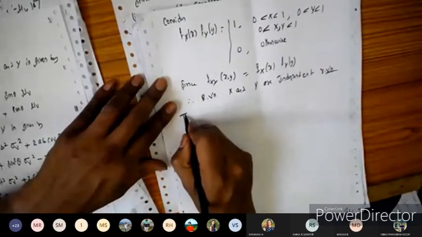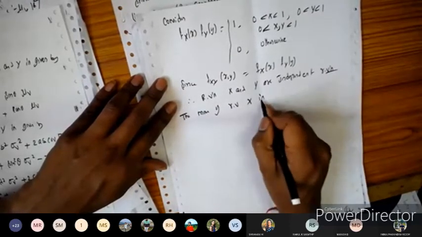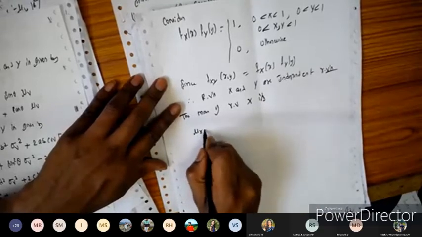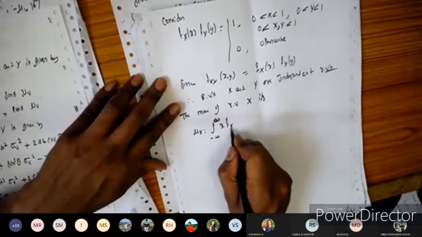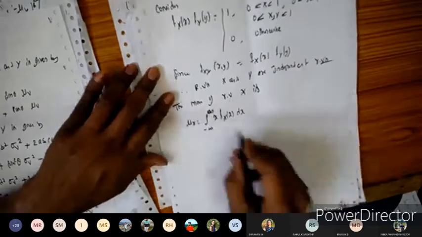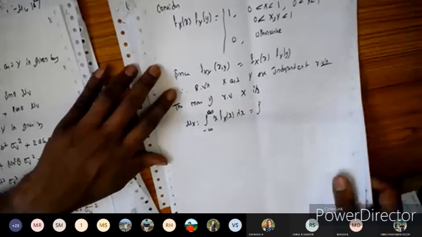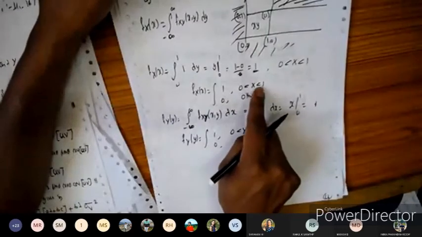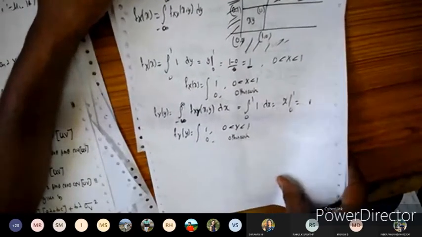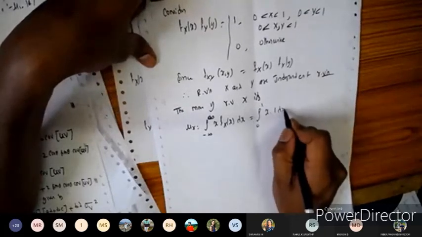Now let us find the mean. The mean of random variable X is given by mu_X. We know the formula for the mean. Since it's a continuous random variable, we integrate with respect to dx. We know fX(x) is defined only between 0 and 1, so I'm changing the limits from 0 to 1: the integral from 0 to 1 of x times fX(x), which is 1 in this interval, dx.